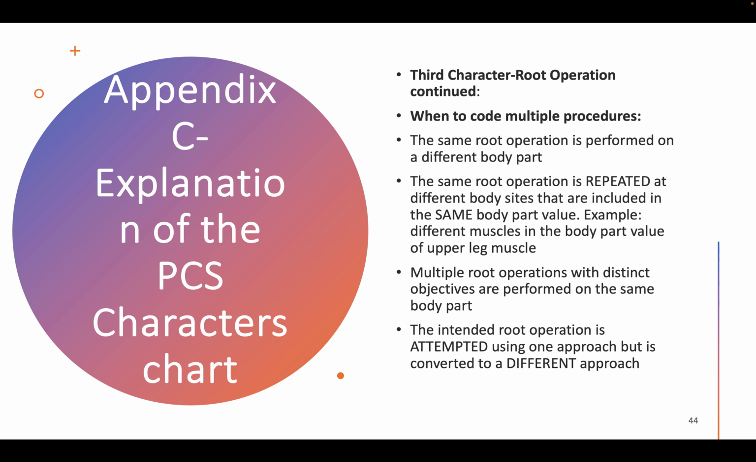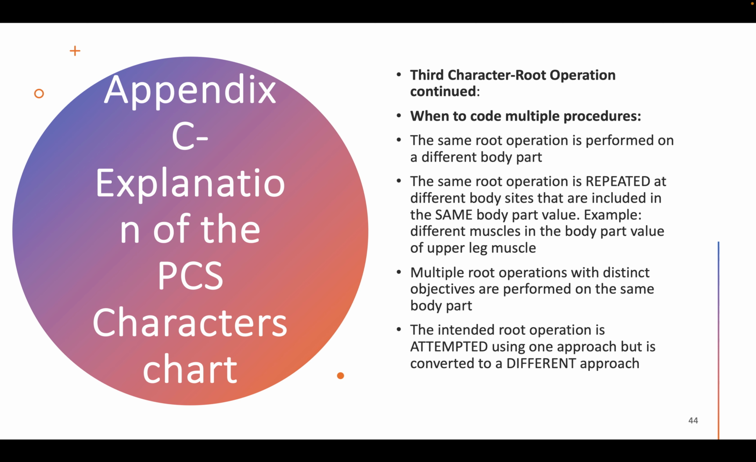Operations continued. When to code multiple procedures. The same root operation is performed on a different body part. The same root operation is repeated at different body sites that are included in the same body part value. Example, different muscles in the body part value of the upper leg muscle.